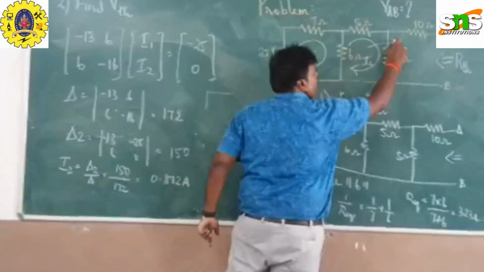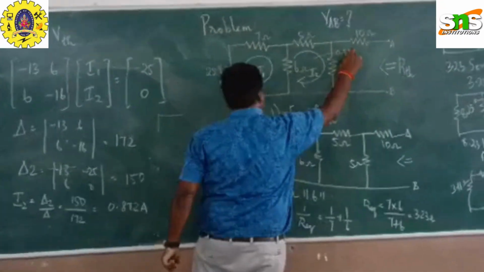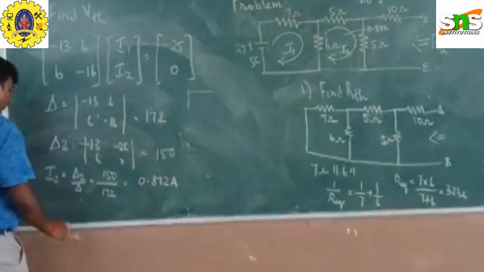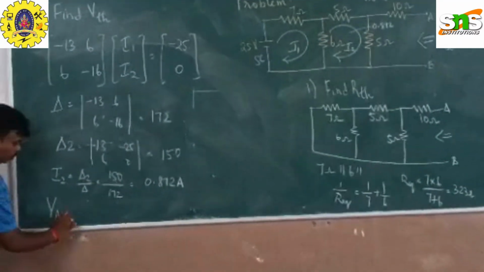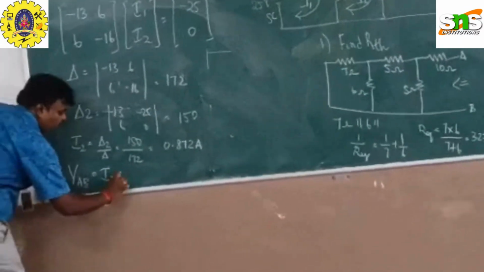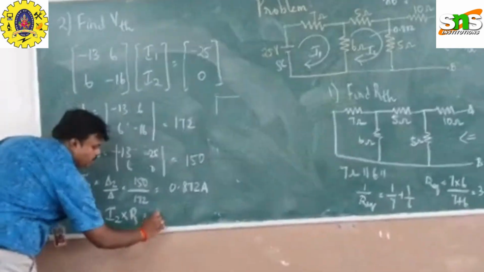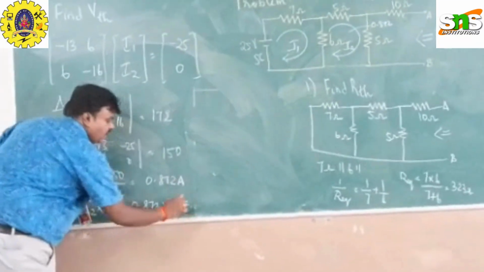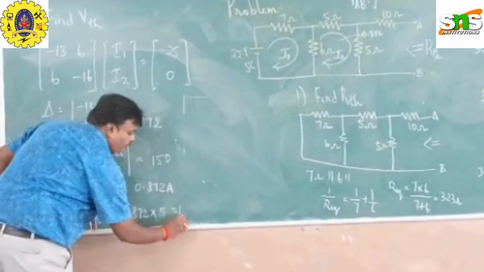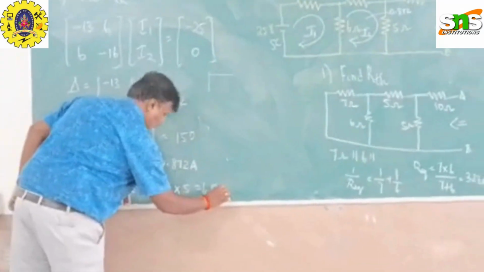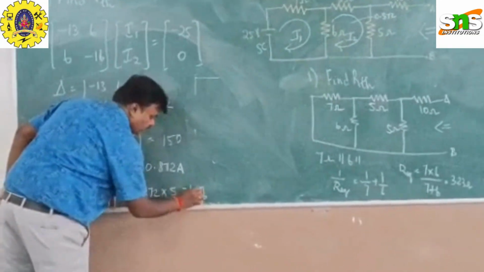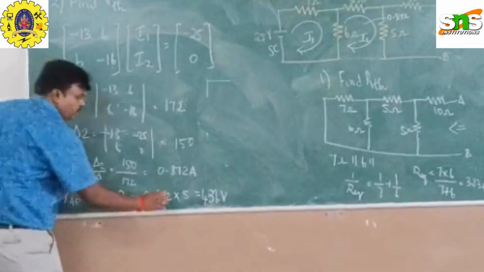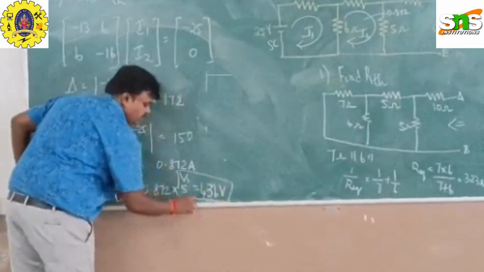So this answer is 0.872. We want the voltage across A and B. So what should we do? So VAB is equal to I2 into R, which is equal to 0.872 multiplied by 5. What's the answer? 4.36 volt. Okay, we got the final answer of VOC, which is equal to 4.36 volts.